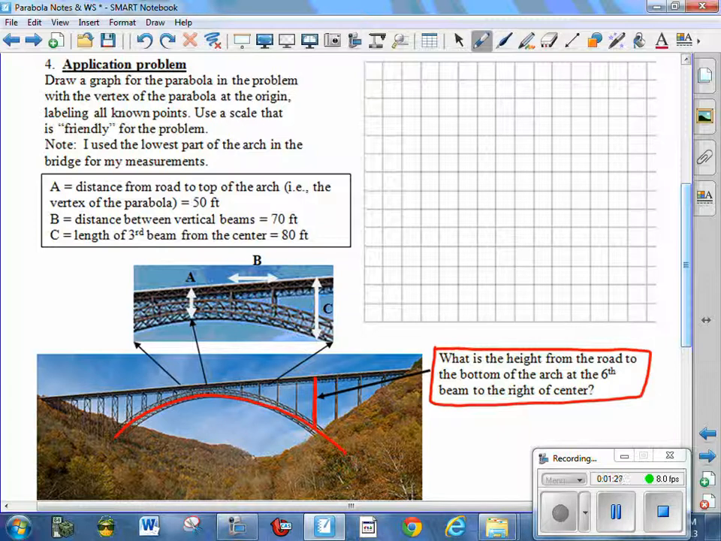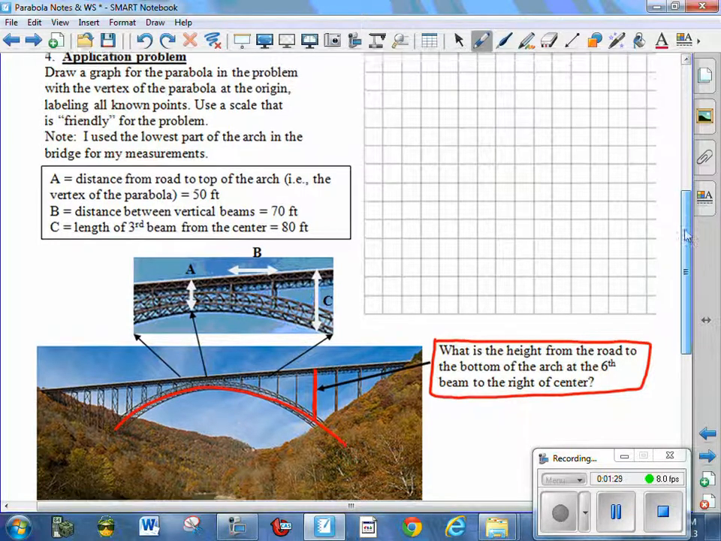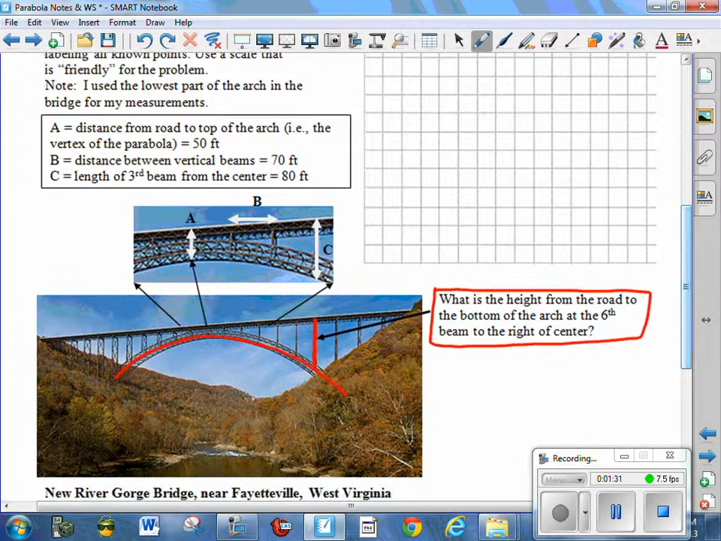So let's take a look at some of the distances we're given. We're given, first of all, that this little short distance at the very top of the arch, from the top of the arch to the roadway, is 50 feet. Then we're given that the distance between any two beams is 70 feet, and that the length of the third beam is 80 feet. And that's from the road to the top of the arch.